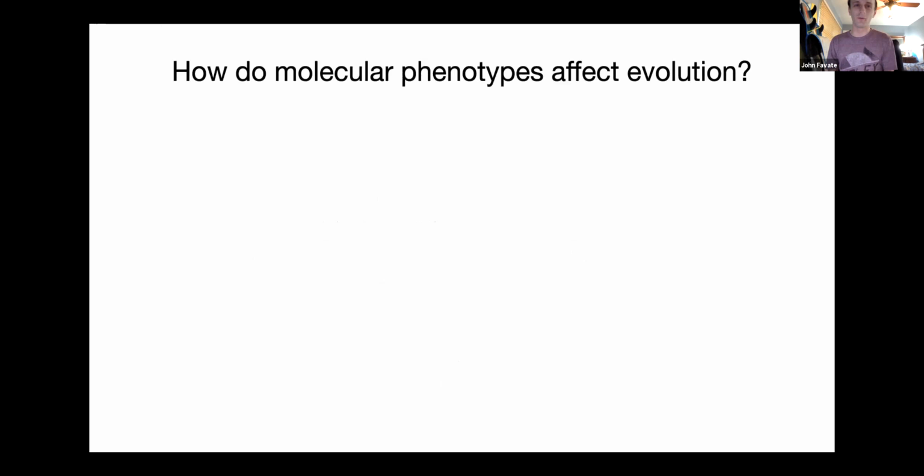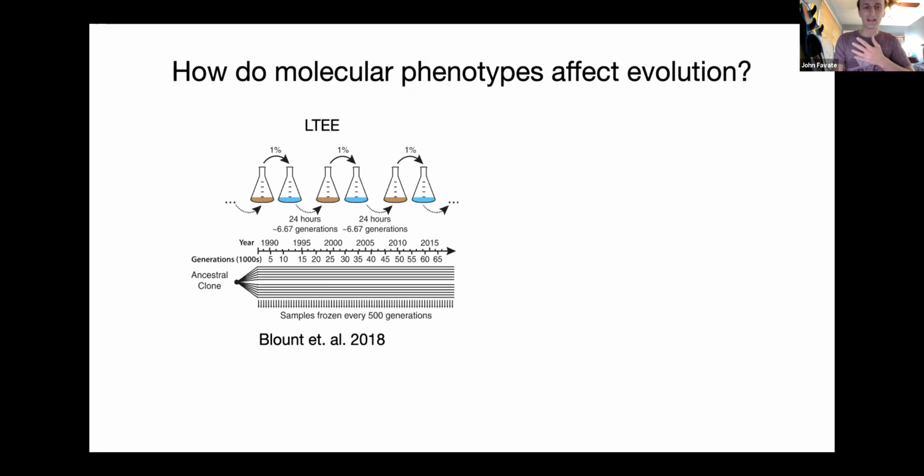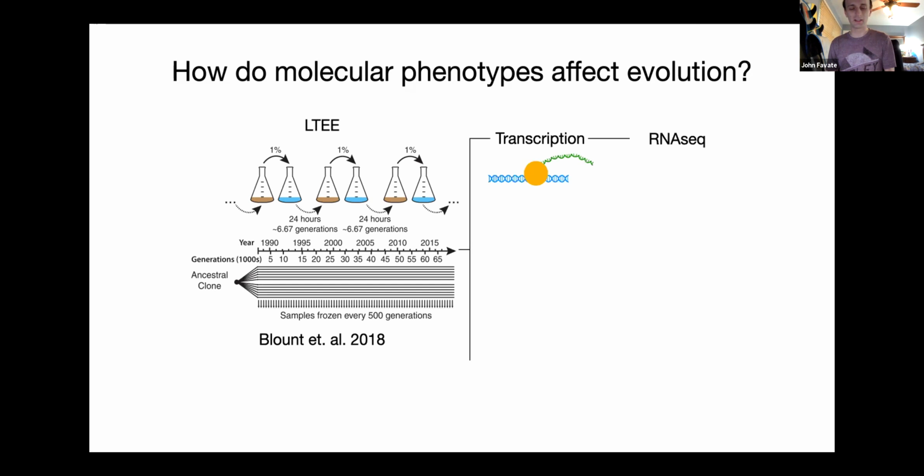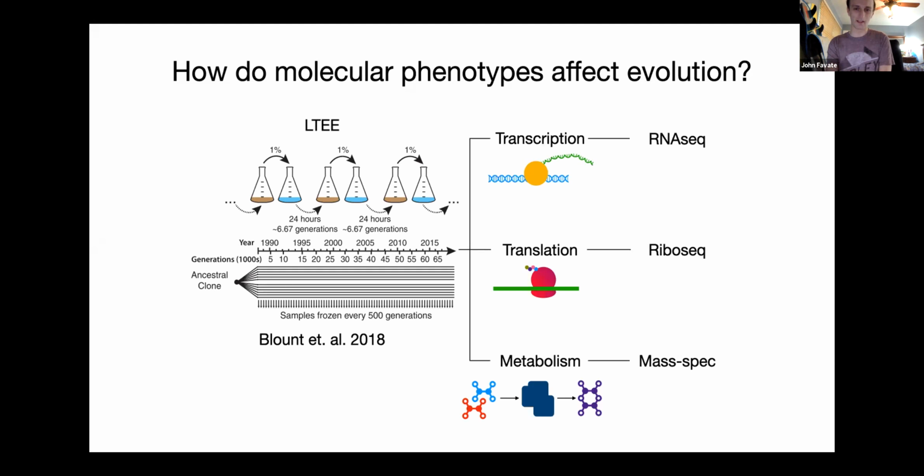Overall, my thesis revolves around understanding how molecular phenotypes affect evolutionary processes like adaptation and speciation. The way we're going to study that is we're going to take a system like the LTEE, where we have these defined changes in fitness and the genome and all these kinds of observations about them. And we're going to study various molecular phenotypes. When I say molecular phenotypes, what I'm talking about are transcription, which we're going to study by RNA-seq, translation, which we're going to study via Ribo-seq, and finally the metabolomes, which we're going to study by mass spec. So we have 3 high-throughput methods to study these processes genome-wide.